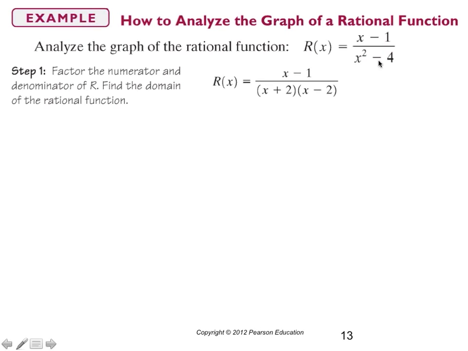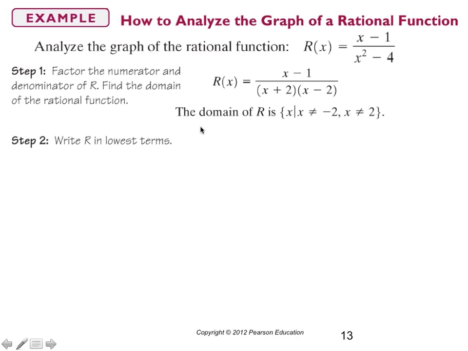If you notice, our denominator factors into x plus 2 times x minus 2. Our numerator, there's nothing we can do with that. So this is our factored rational function here. Now the domain is going to be all numbers x such that x is not equal to negative 2 and x is not equal to positive 2. Because if x is equal to negative 2, it makes our denominator 0. And if x is equal to positive 2, it also makes our denominator equal to 0. So we have to exclude those 2 points.